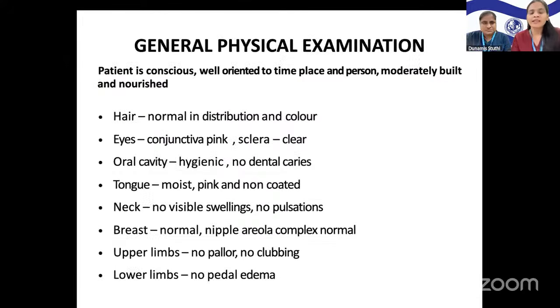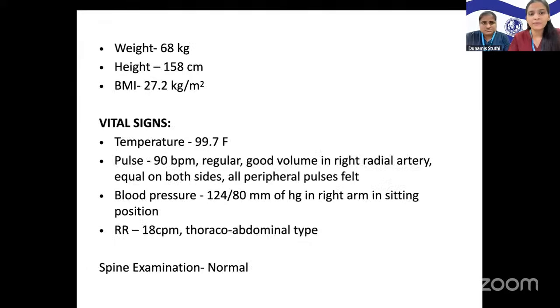On general physical examination, the patient was conscious, well-oriented to time, place, and person, moderately built and nourished. From head to toe examination, hair normal, all other findings were normal with no pallor, icterus, cyanosis, clubbing, lymphadenopathy, or edema. She weighs around 68 kg, height 158 centimeters, BMI of 27.2 kg per meter square. All the vital signs were within normal limits.